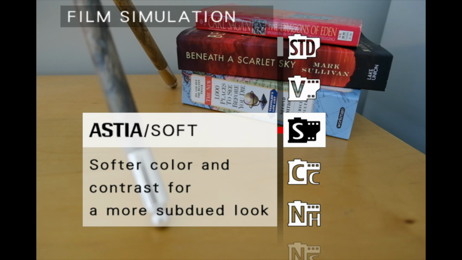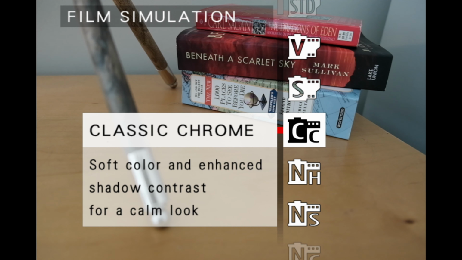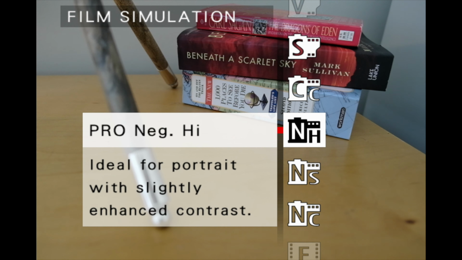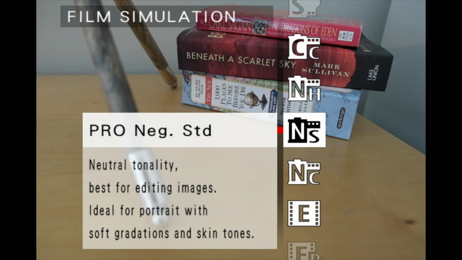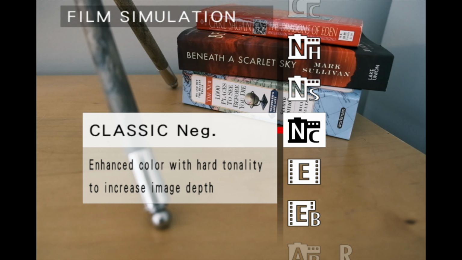Now the next one down is Classic Chrome. This is one of their classic slide reproductions, soft color, enhanced shadow, contrast, and a calm look. I really like using this Classic Chrome as well. The next one there is Pro Negative High, ideal for portrait with slightly enhanced contrast. And then just below that is Pro Negative Standard, neutral tonality, best for editing images, ideal for portrait with soft graduations and skin tones.